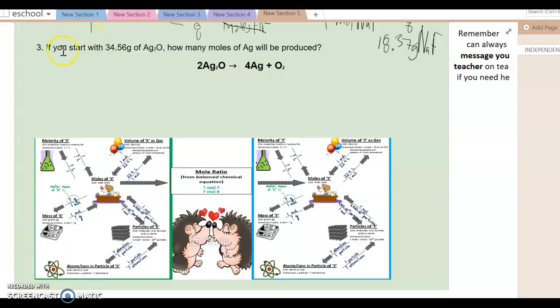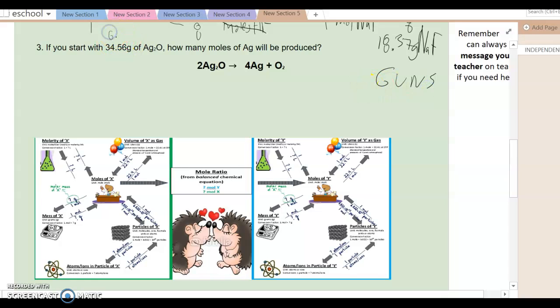Alrighty, so if you start with 34.56 grams of Ag2O, how many moles of Ag will be produced? Okay, so start again with my acronym as always. GUNS. What are my givens? Here's my given.